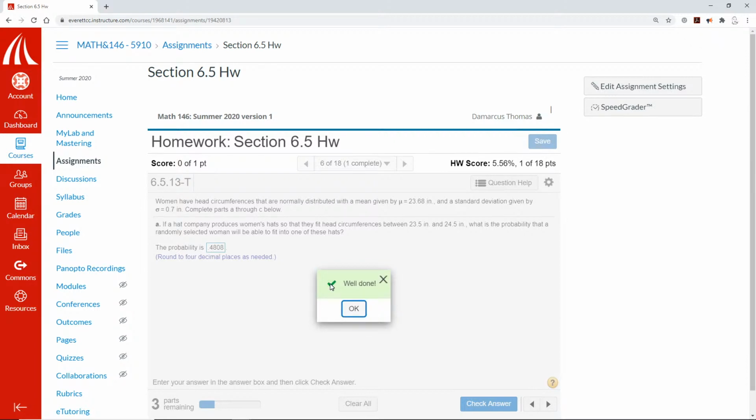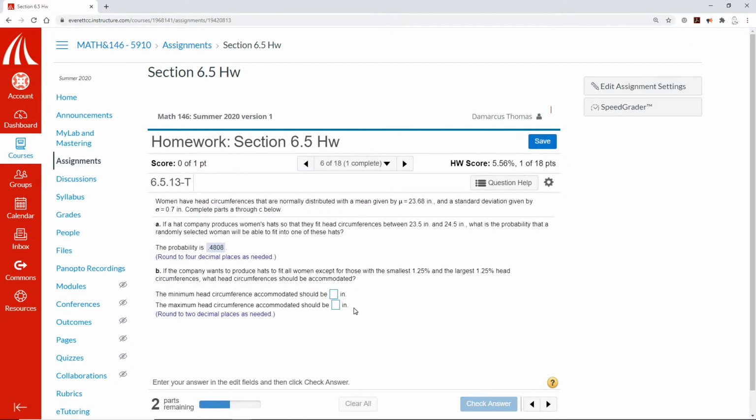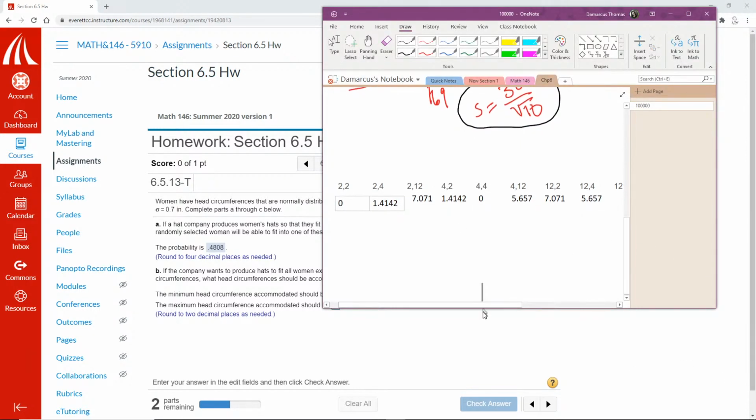Now, here comes the confusing part. That's a joke. It's not confusing. Actually, this is different. This says if the company wants to produce hats to fit all women, except for those with the smallest 1.25% and the largest 1.25% head, what head circumference should be accommodated? So for the minimum, this is a great problem. This problem should be on the quiz. I like this problem. I think it's a good problem.